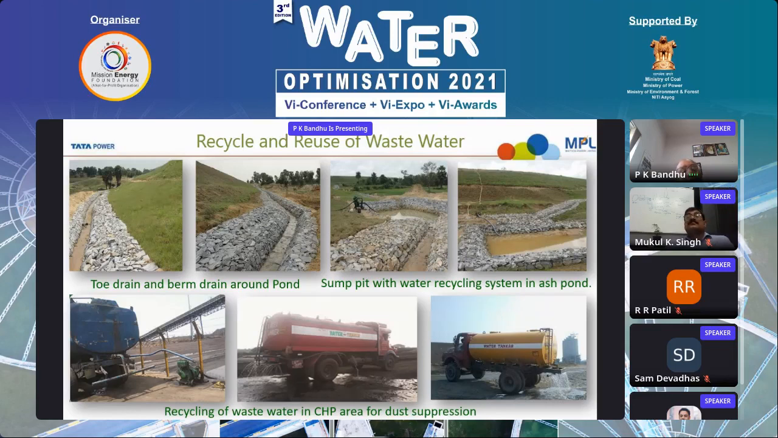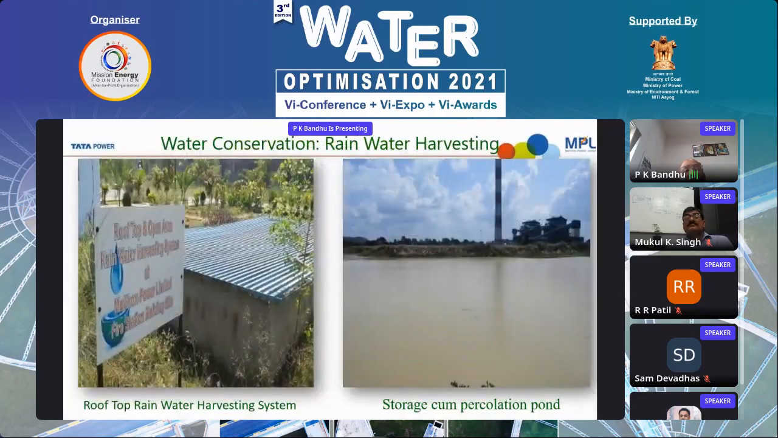Some portion of the water we are using for the sprinkling system in the ash handling system, as well as in the coal handling system, to reduce the fugitive dust emissions as well as the coal loss. So this is where we are using the wastewater system. You can see the picture.